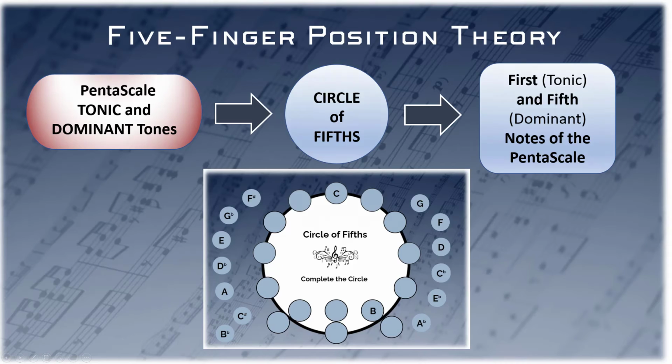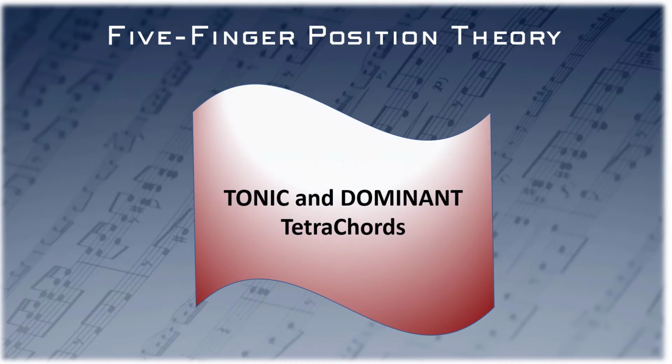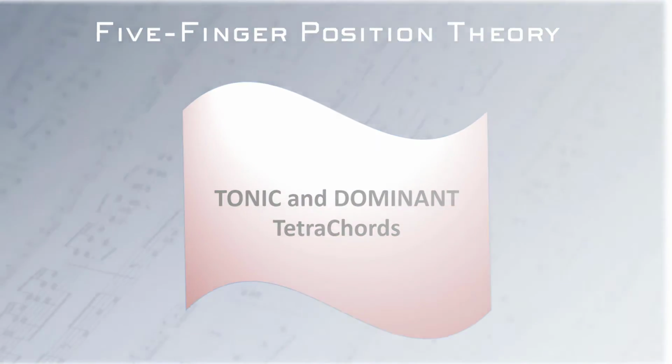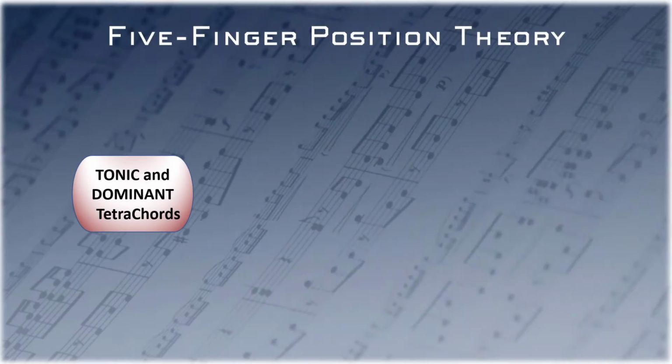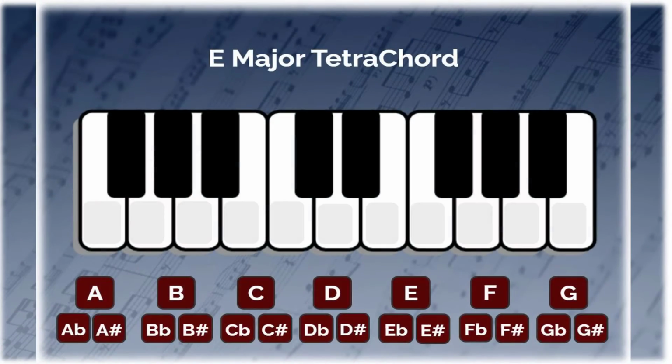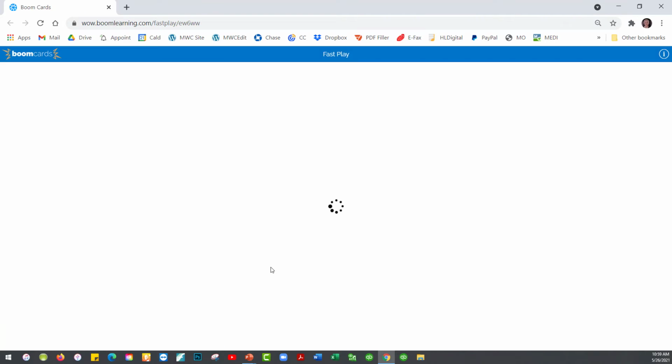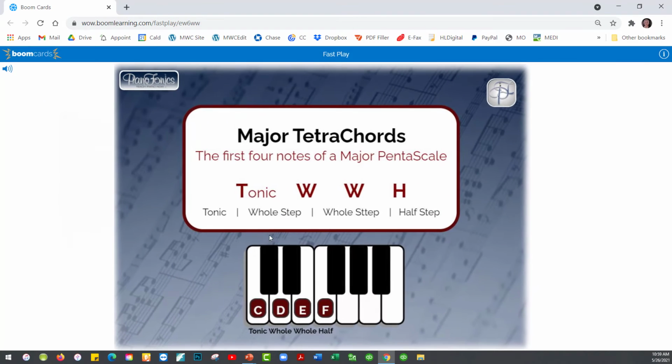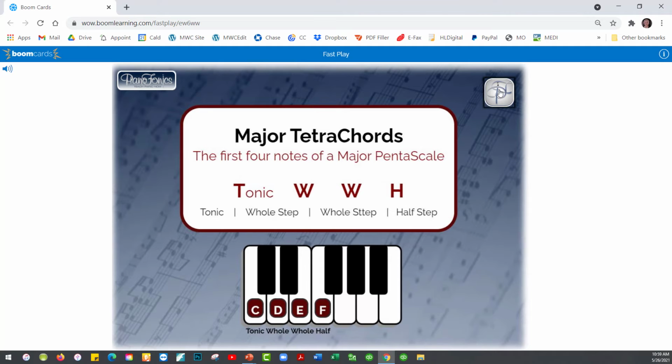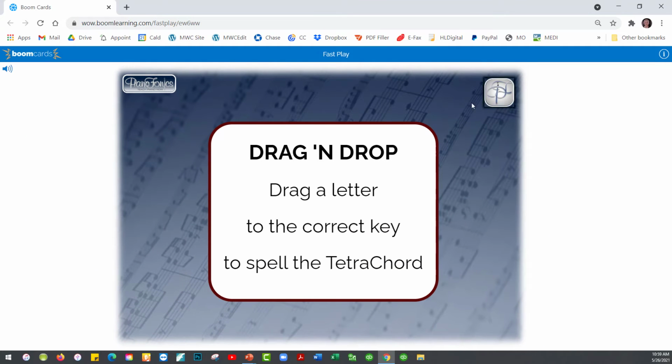These 2 tones are the foundation for tonic and dominant tetrachords. And you ask, what is a tetrachord? Let's go to Boom, not Google, to find out. A tetrachord is the first 4 notes of a major pentascale: tonic, whole, whole, half. Let's drag and drop letters to the correct key.